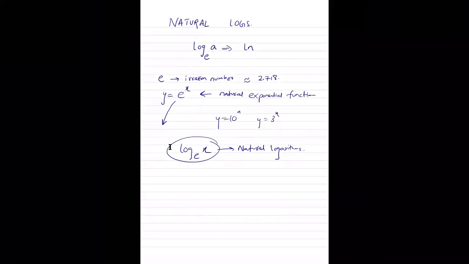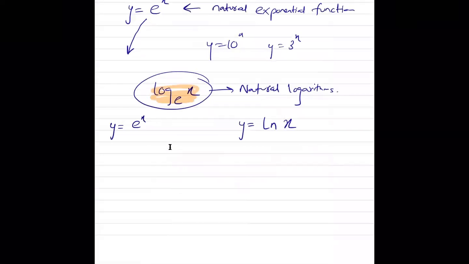So consider these two equations, y equals e to the power of x and y equals log to the base e of x. Now I'm going to write log e of x as ln. Ln is always to the base e. When I write ln, I mean log to the base e of x. Now these are the inverse functions of each other. That's why their graphs are always going to be a mirror image in the line y equals x.